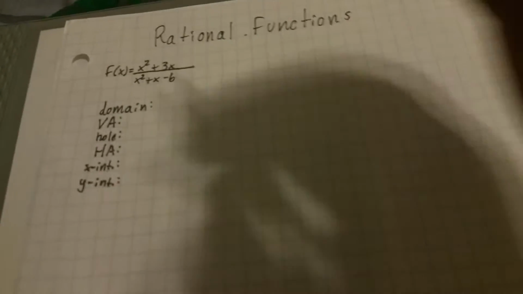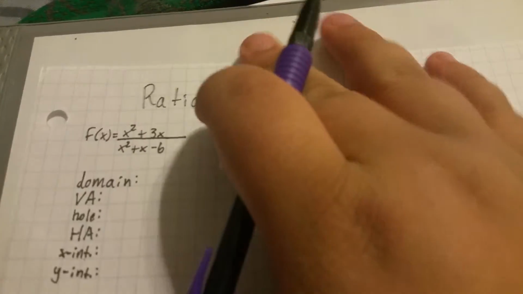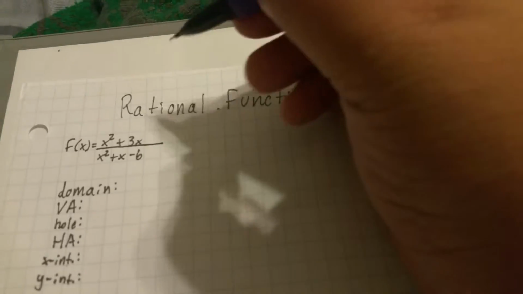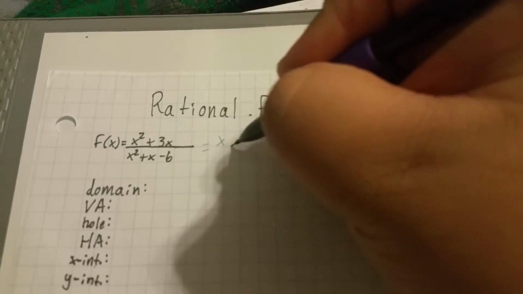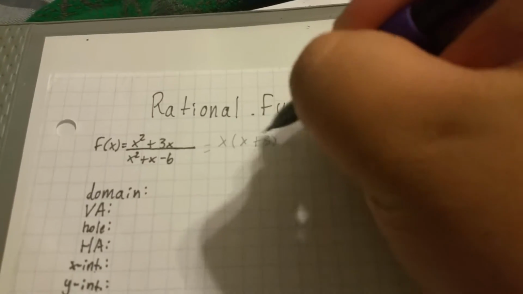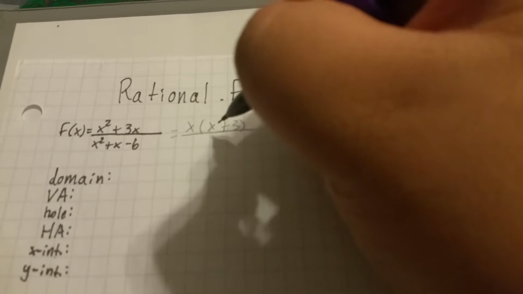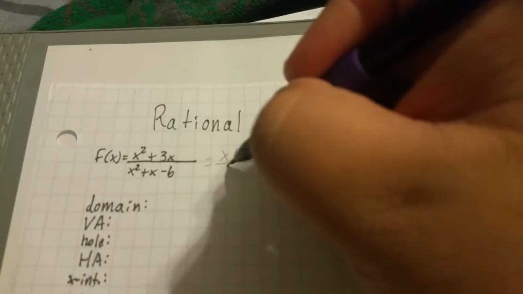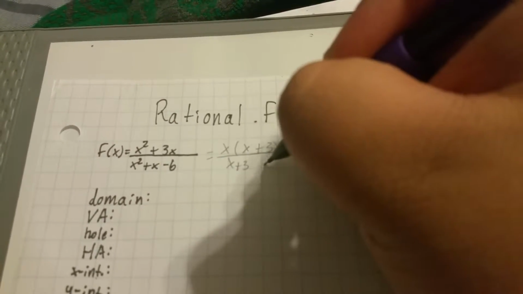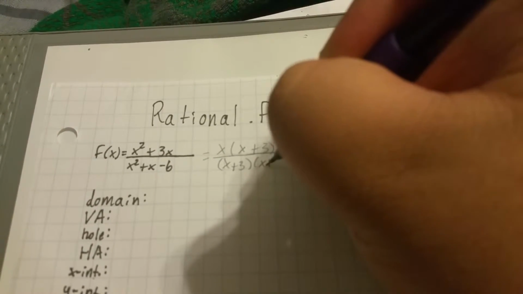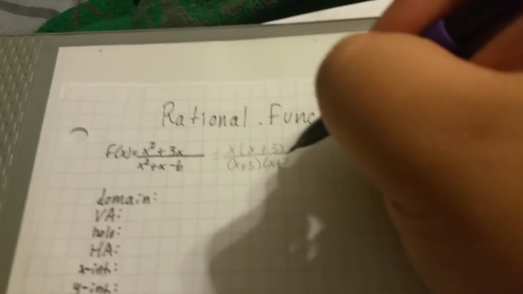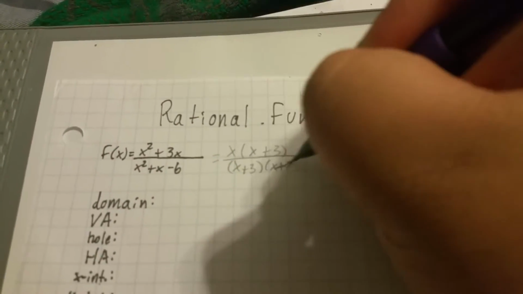Now, the way you want to factor this is, I already have it done here, so I'm just going to write it. It turns into x by x plus 3 over x plus 3 by x plus 2, or x minus 2.